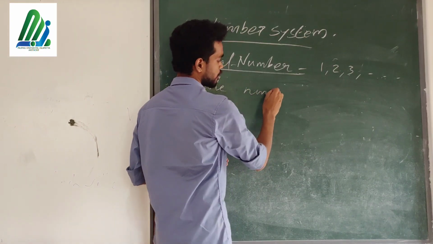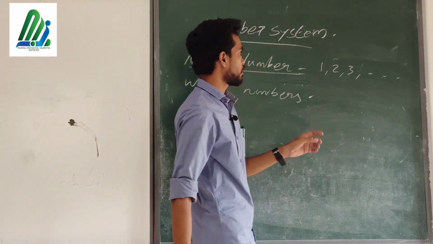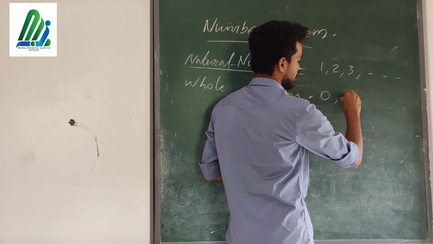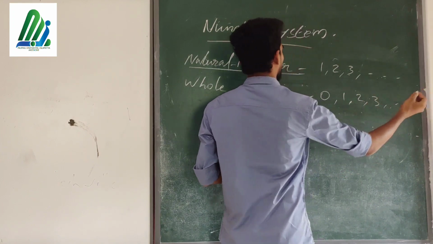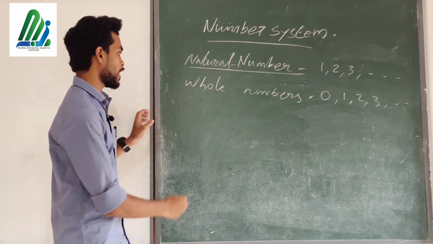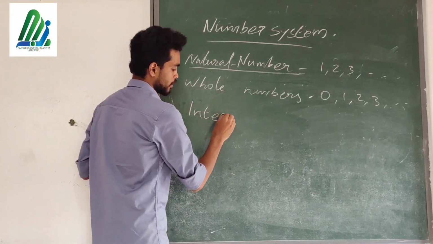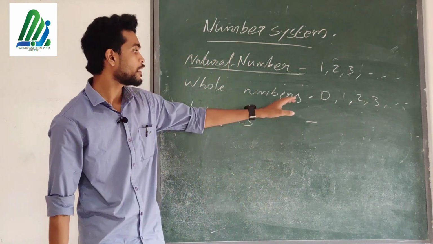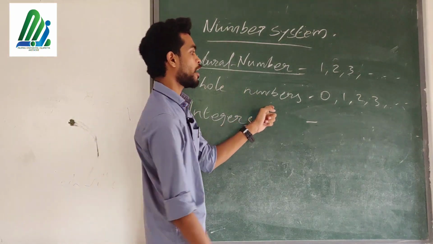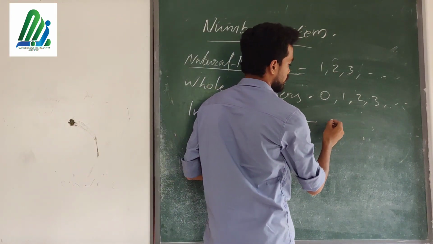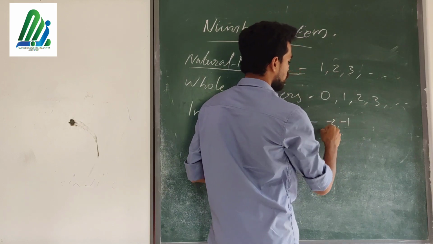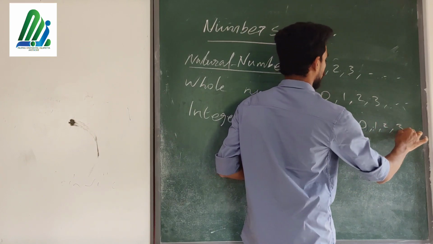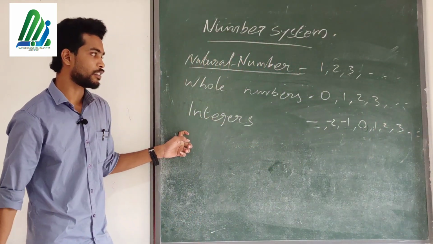What are whole numbers? We add another digit, 0, with the natural numbers. Then 0, 1, 2, 3, etc. are called whole numbers. And the third is integers. What are the integer numbers? The integers are the whole numbers plus the negative numbers. Negative numbers are -1, -2, -3, etc. And the whole numbers 0, 1, 2, 3 together with them are called the integers.